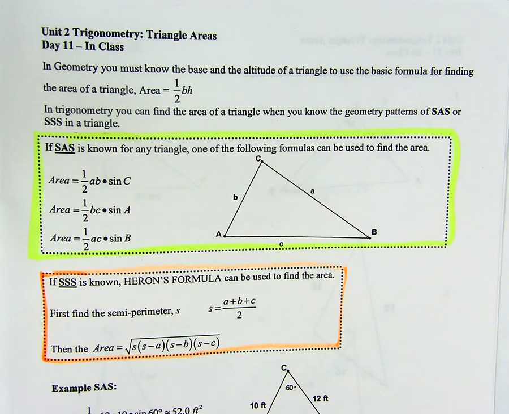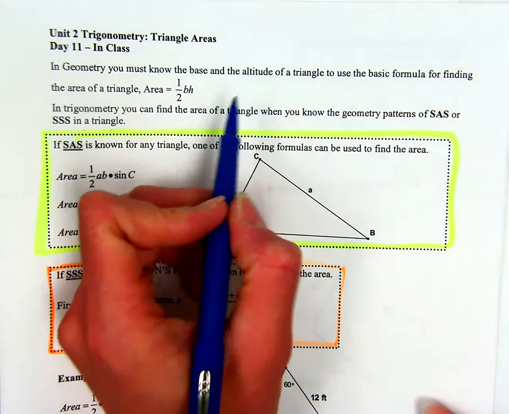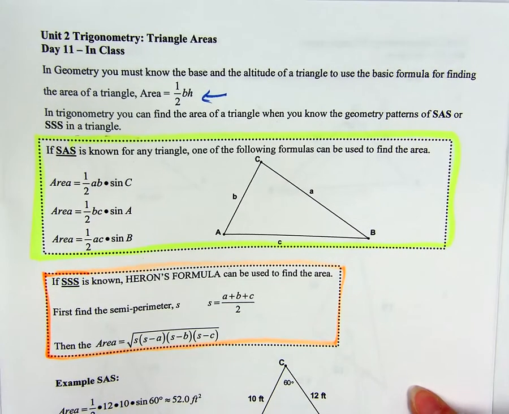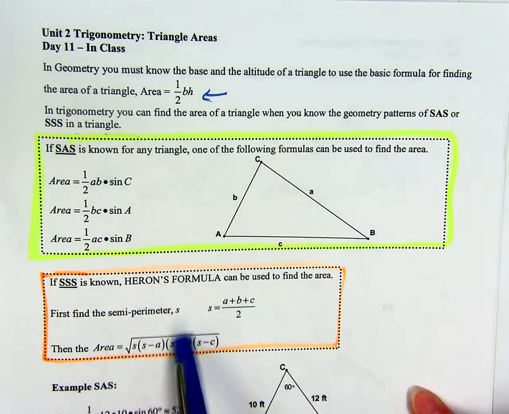Alright, so today is the last day of trig problems. We are going to find areas of triangles by looking at formulas. And notice that these triangles are not right triangles. So normally, back from geometry, you would use the formula 1/2 base times height. But you're going to see these two formulas.